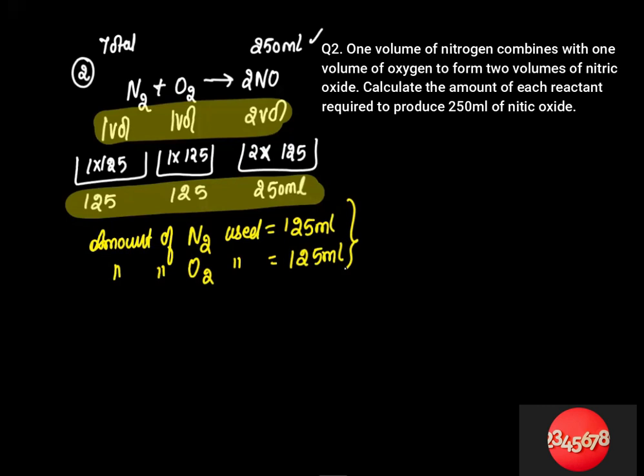Yes, we are writing these volumes from the equation. Like this is 1, this is 1, and this is 2. So 1 volume gives 2 volumes. Any doubt? Copy quickly, it was easy.